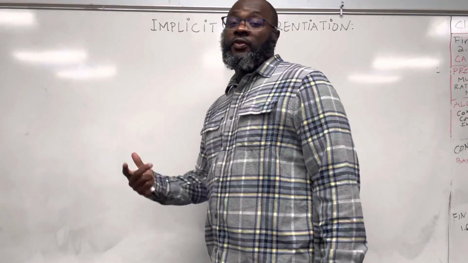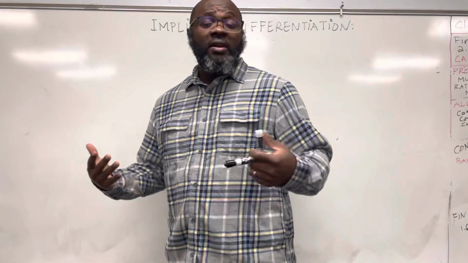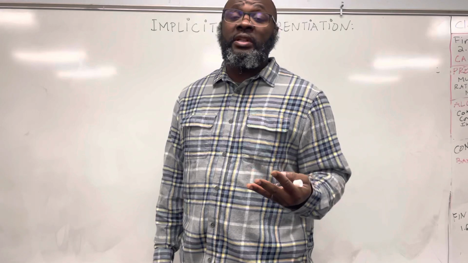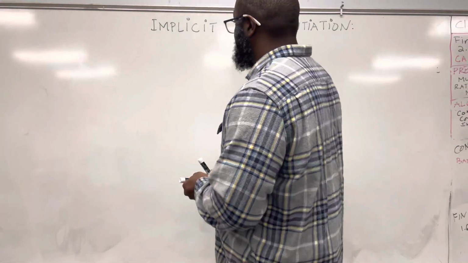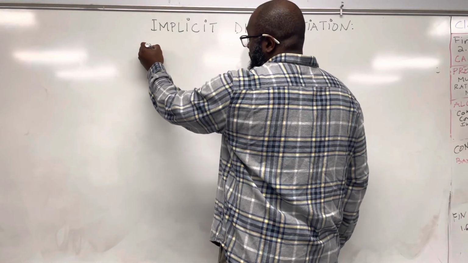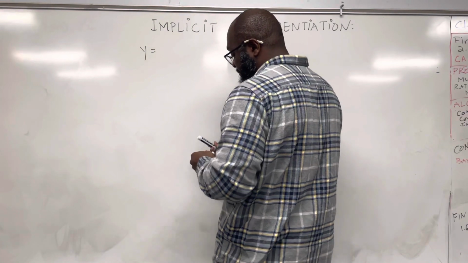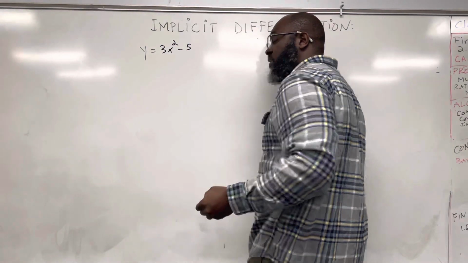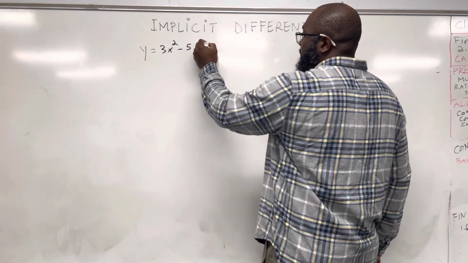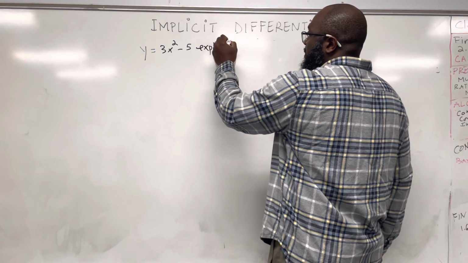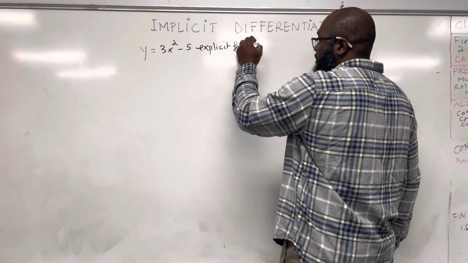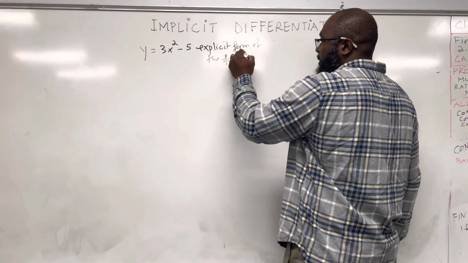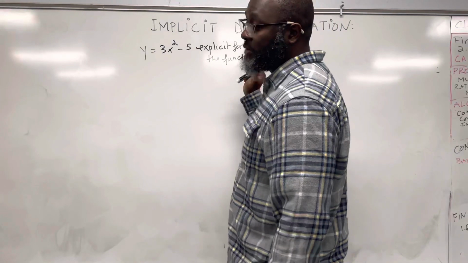So thus far we've been talking about finding the derivative of functions that are expressed in the explicit form. I'm going to give you an example. For example, if I have y equals 3x squared minus 5, this is called the explicit form of this function, okay? Explicit.